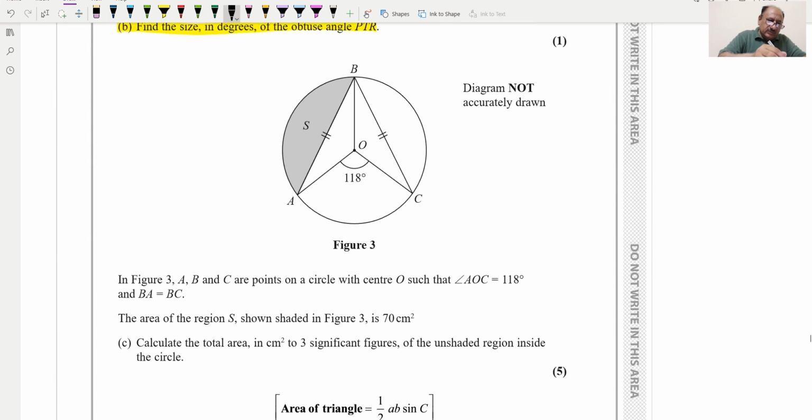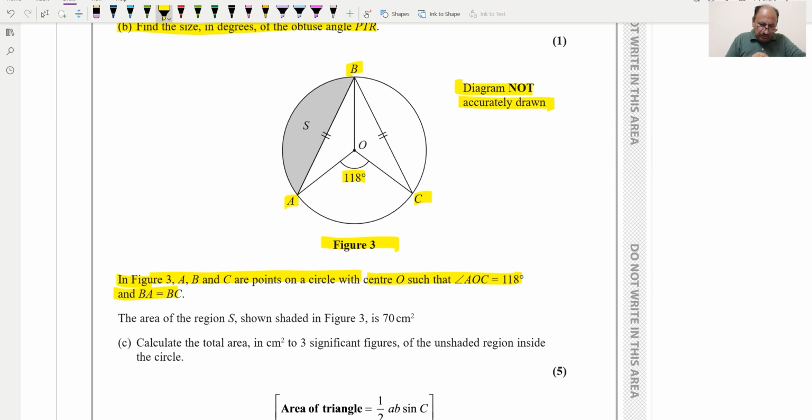Now for the C part, they have given another drawing, diagram not accurately drawn, in figure 3. A, B, and C are points on a circle with center O such that angle AOC is equal to 118 and BA is equal to BC. This is BA and this is BC, and they have also provided the indication that this side is equal to this side.